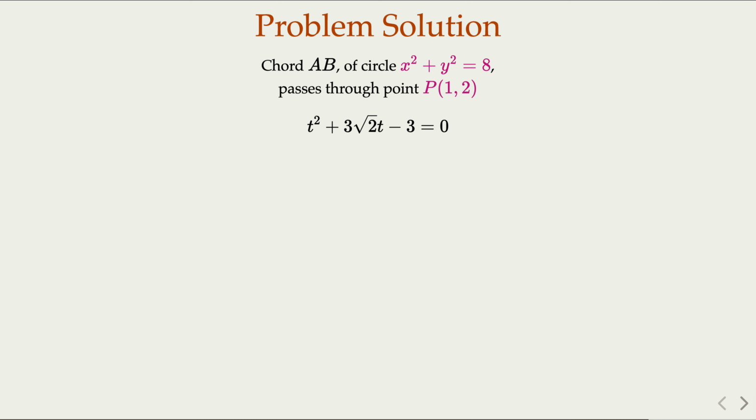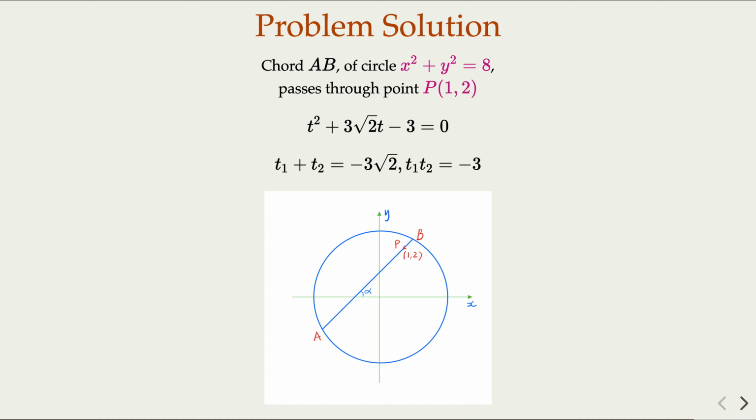This is a quadratic equation. From here, we know the sum and product of the two roots. Notice that both of these are negative numbers. Why? Because in our original diagram, P is very close toward the point B. So with this setup, A would represent a negative t, and B would be a positive t. They have opposite signs, and the negative value is dominant here. That's why the sum is negative, and the product is also negative.